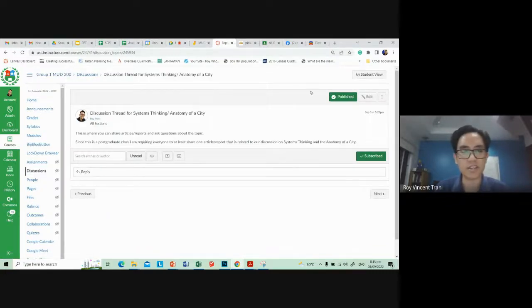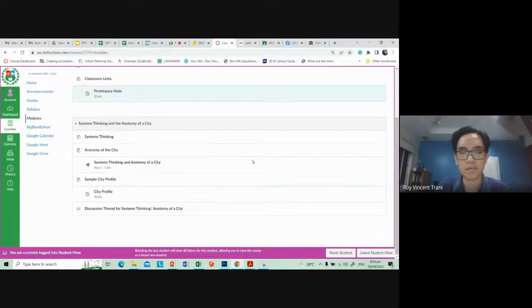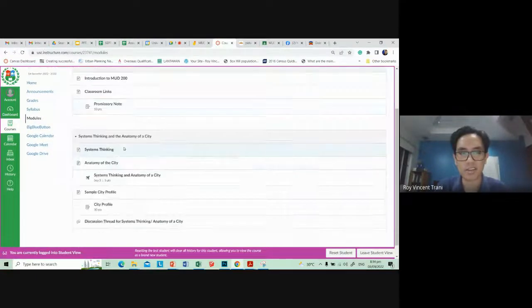Okay, so I'll go back to my module student view, because I think some of you are new first years and not familiar with Canvas yet, but this is what it should look like. So you have your promissory notes, your short quiz, and the assignment for next week. You can start working on it now, but we'll be working on it together as well on Saturday. And then the discussion thread for any articles or ideas you might have that you want us to discuss, you can put in here.